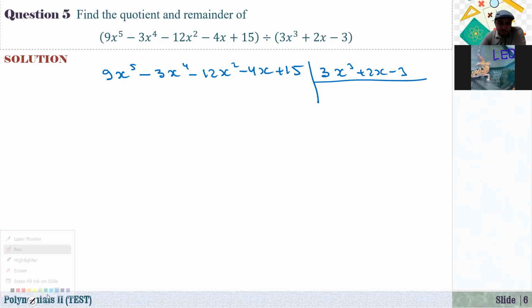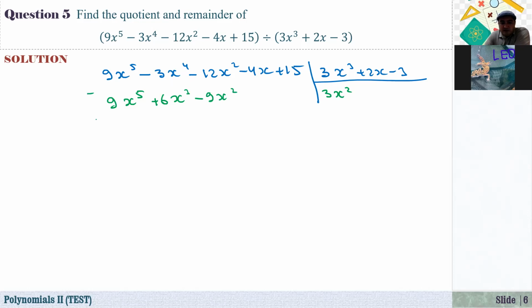So 9x to the power of 5 divided by 3x cubed is 3x squared. Multiply by x, so it is 9x to the power of 5. 3x squared times 2x is plus 6x cubed. Unfortunately, we don't have x cubed here, but anyway, let me just write this 6x cubed. And here we have minus 9x squared. You should be careful, x to the power of 4 and x cubed are not the same.